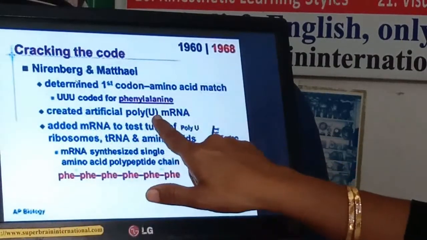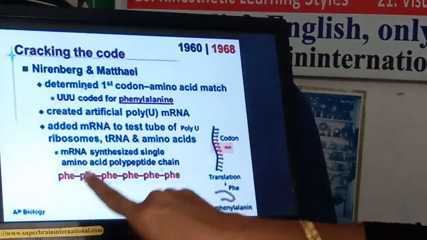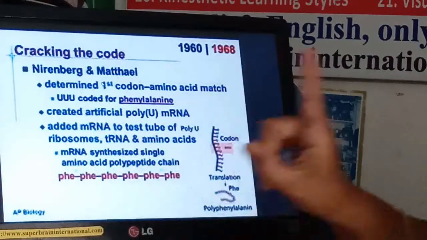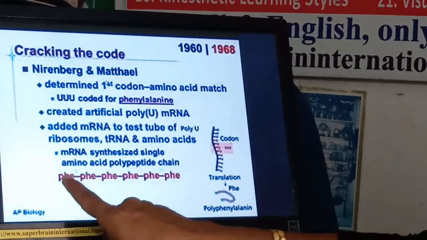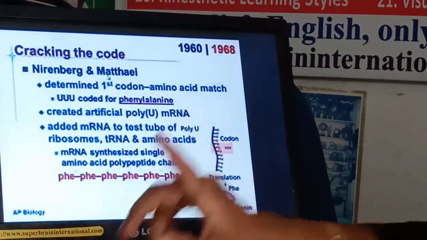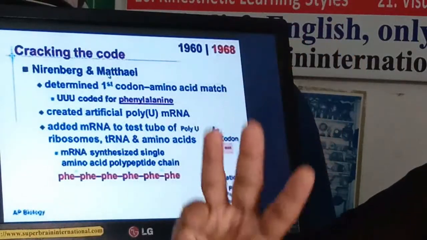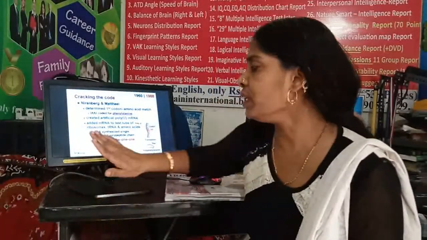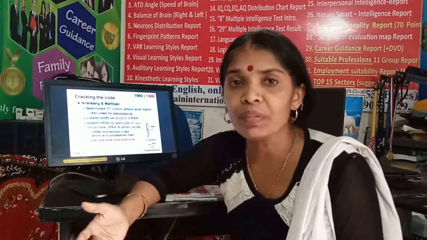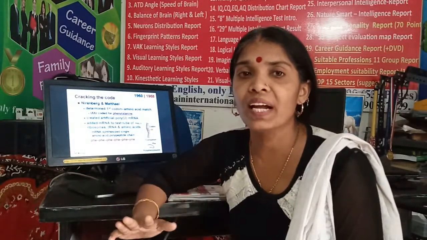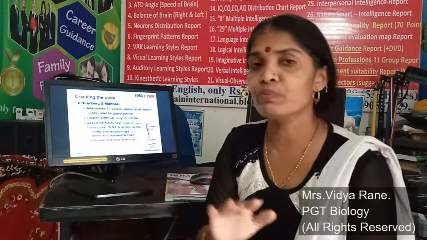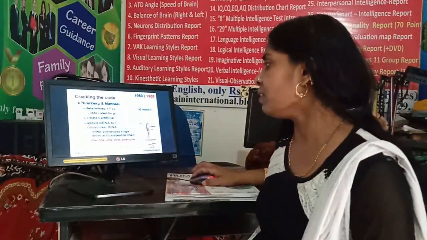As they had only the uracil nitrogen base, at the end of this they got only one type of amino acid chain, that is phenylalanine. Everywhere they got phenylalanine, meaning 3 successive uracils code for the amino acid phenylalanine. In this way they did different experiments with various combinations, and found out which codons code for which amino acids. For that, one table is also given in your textbook.